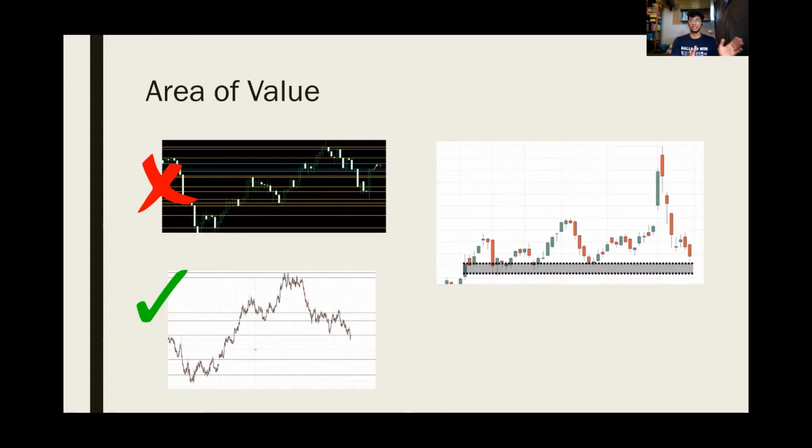A channel is essentially a very similar concept to a combination of support and resistance, but taken on a moving scale. So when you see the support and resistance levels moving upwards, and you can see that the price of the instrument is trading within a channel, that's another opportunity for you to apply the concept of the area of value.